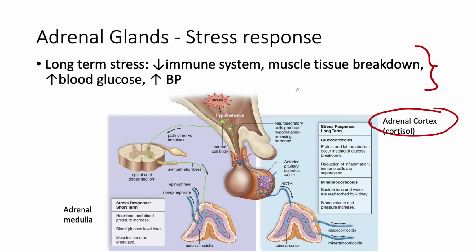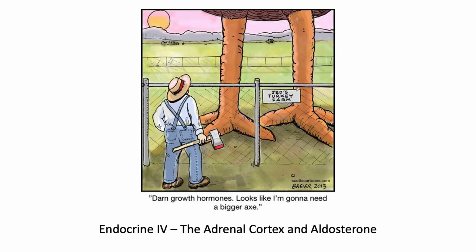That's it for today. We're going to talk a little bit more about another hormone that's produced by the adrenal cortex, aldosterone, in the next video, Endocrine IV.